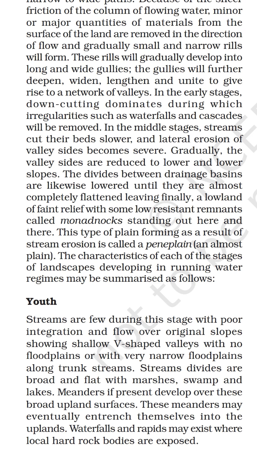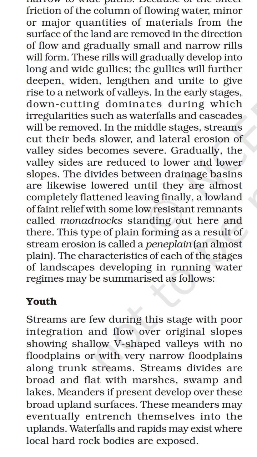Let's take a closer look at the youth stage of a river, step by step, and explain each part in the simplest way possible. 1. Few streams and poor integration. What it means. In the youth stage, the river system is just starting to develop. This means there are only a few small rivers or streams, and they aren't well connected. Imagine this. Picture a few small streams of water starting to form on a hillside. They are like little fingers of water moving down, not yet joining together to make a bigger river.